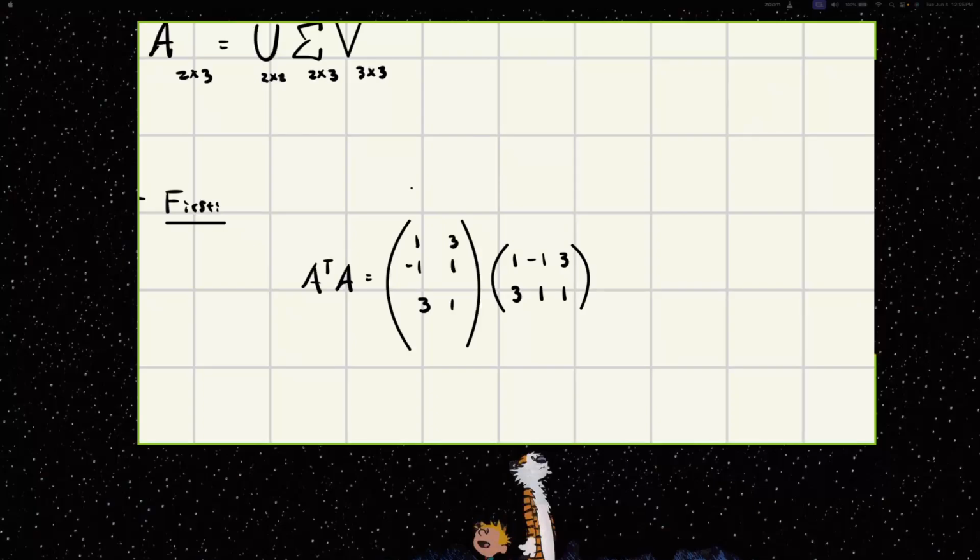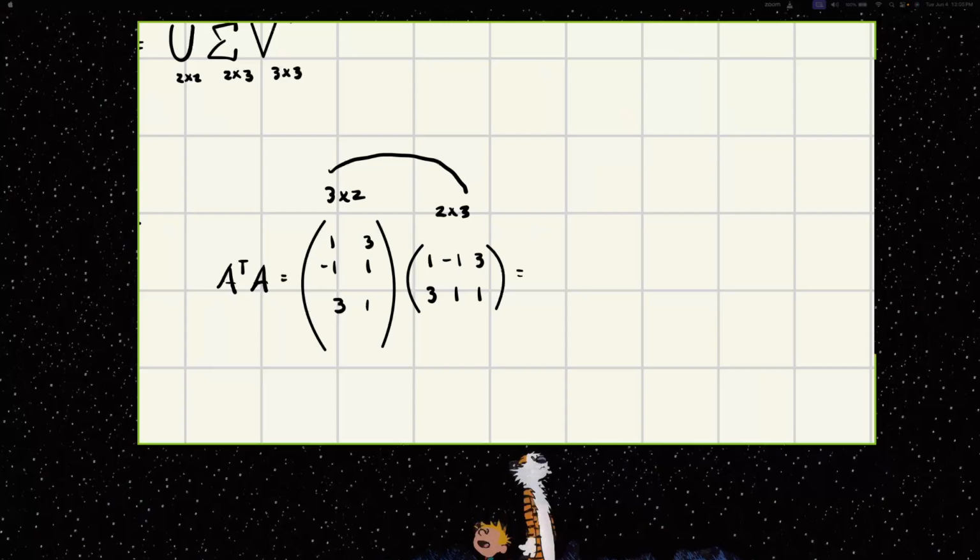And so we're given 3 by 2, 2 by 3. So this is going to yield a 3 by 3 matrix. And I've already done the multiplication for this, but you can of course check it. But this will give us a 3 by 3 matrix: 10, 2, 6, 2, 2, negative 2, 6, negative 2, and 10. Okay, and this is what A transpose A is.